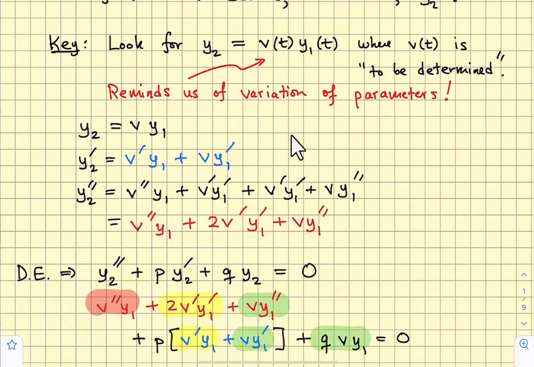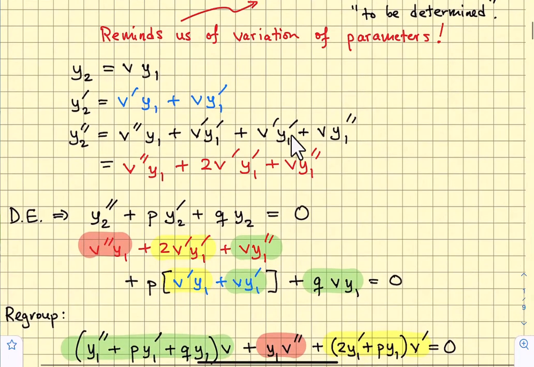Now, when we substitute back into the differential equation, if y2 is going to be a solution, then y2 double prime plus p times y2 prime plus q times y2 has to be 0. So here we'll just substitute in what y2 double prime is here. We'll substitute in what p times y2 prime is here. And we'll substitute what q times y2 is here. So here's y2 double prime plus p times y2 prime plus q times y2.